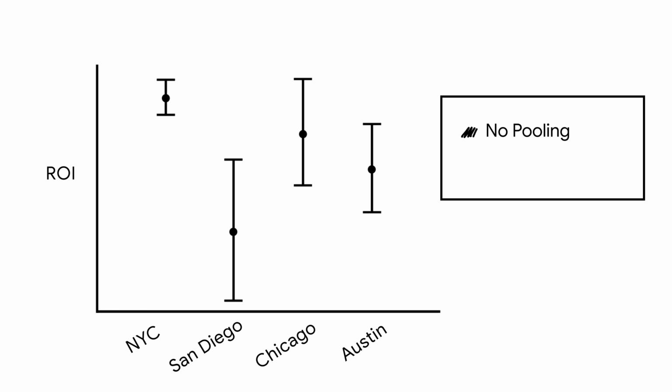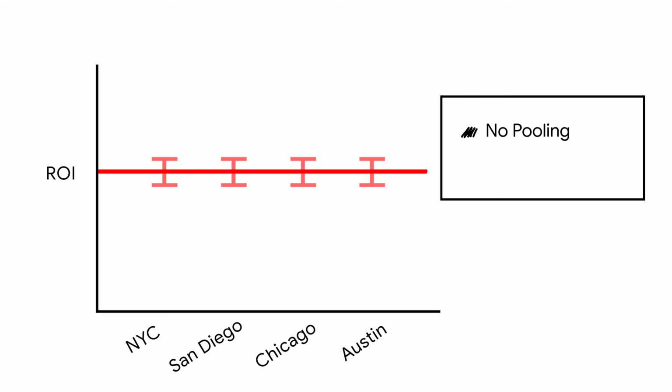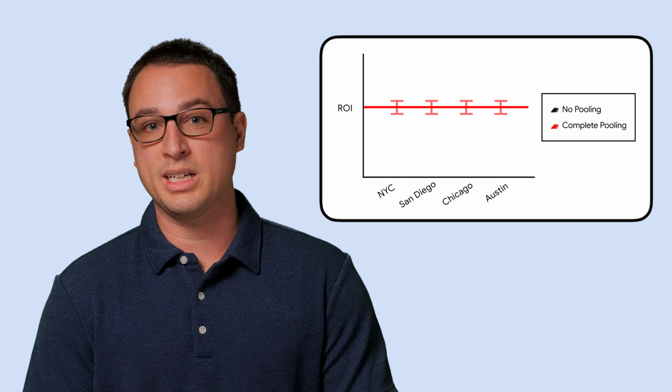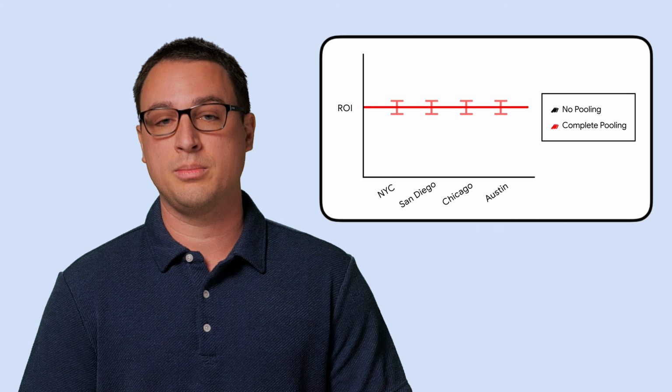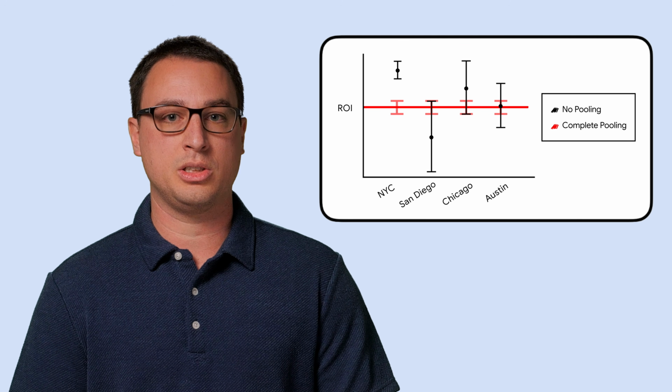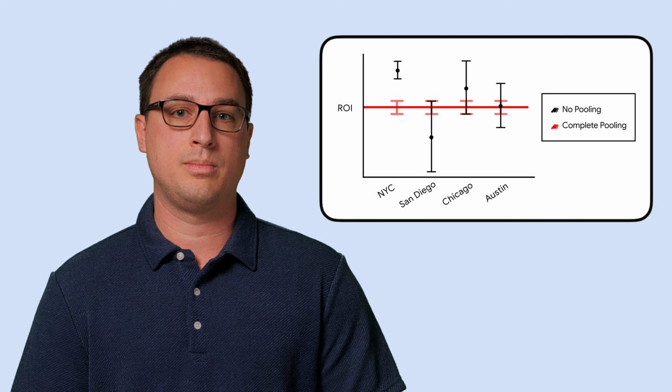You might think, well, these cities are somewhat similar. Let's just combine all the data into one big pool. This is complete pooling. While your interval is narrower because you have more data, you've introduced bias. You're assuming every city behaves exactly like the national average, which we know isn't the case.